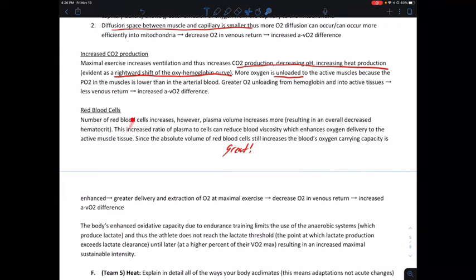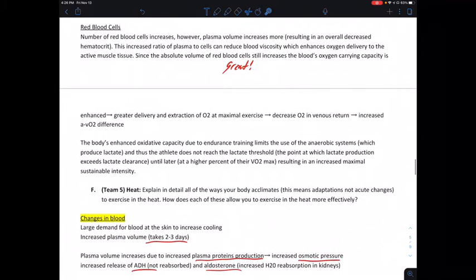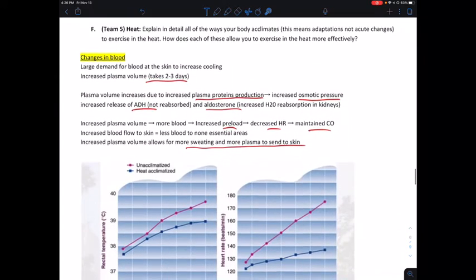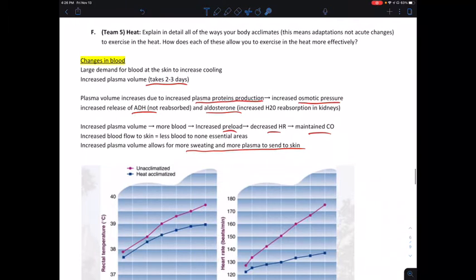Red blood cells, this is a nice description here talking about red blood cells and the overall increased ability to bring oxygen to the cells and extract oxygen. All right, prompt number F, team 5, changes due to the heat.